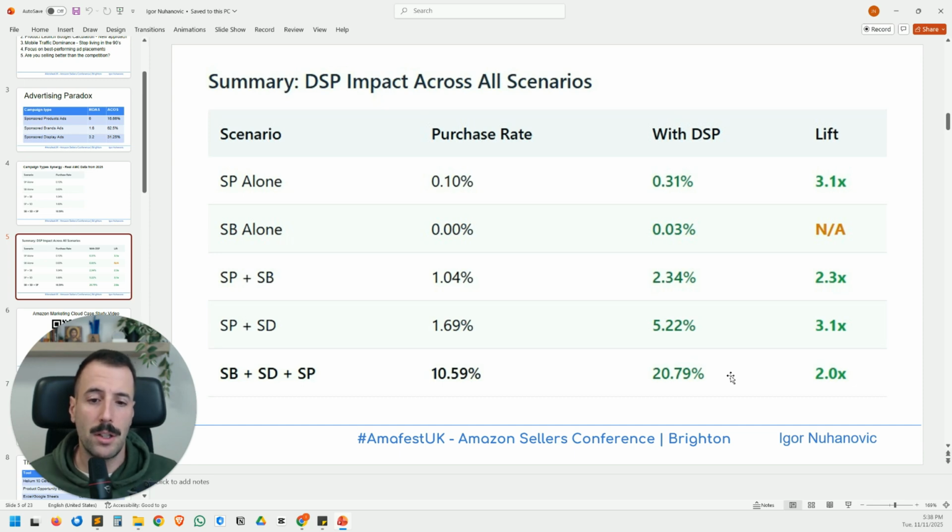So there you go. Use all of your campaign types, measure the impact of how they work in synergy, and also test DSP. And I'm sure that you will be glad that you listened to me.